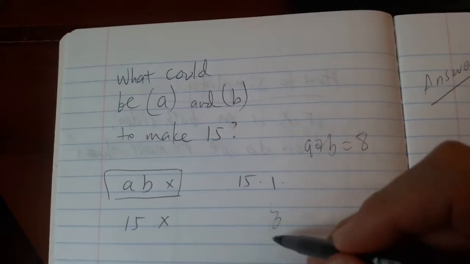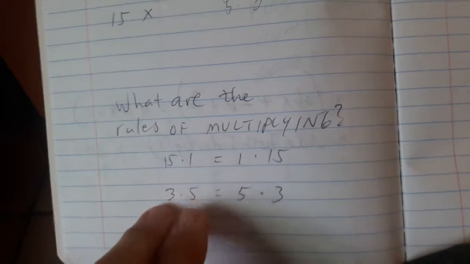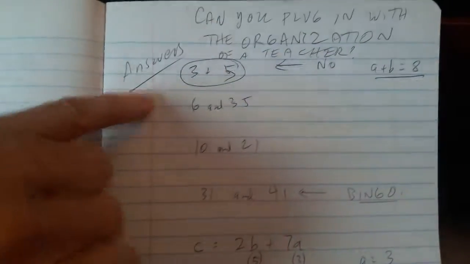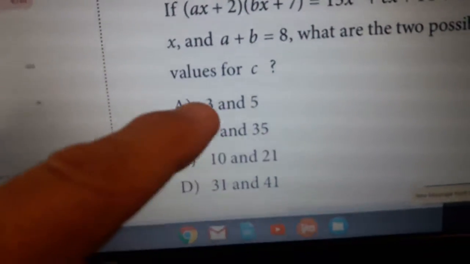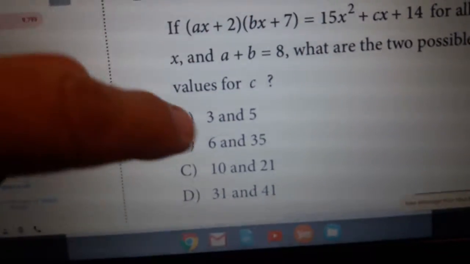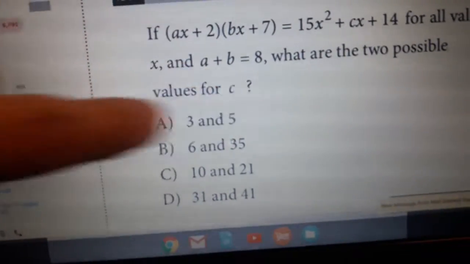So what if we try 3? Because 2 is out, 4 is out. 5 times 3. Okay, so now we have these rules that a could be 3 or a could be 5. Now's the time to go to the answers and look at what's going on. This one we can eliminate immediately. When you're looking at the answers here, you can eliminate that one because that's the answer for a plus b. The letter A could be a 3 or a 5. Letter B could be a 3 or 5, so you get rid of that one.